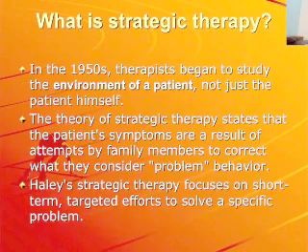In the 1950s, therapists began to study the environment of a patient, not just the patient himself, which was actually a pretty significant shift. The theory of the strategic therapist states that the patient's symptoms are a result of attempts by the family members to correct what they consider problem behavior. This is where, obviously with his involvement with the MRI, there's some parallels with attempted solutions. Haley's strategic therapy focuses on short-term targeted efforts to solve a specific problem.